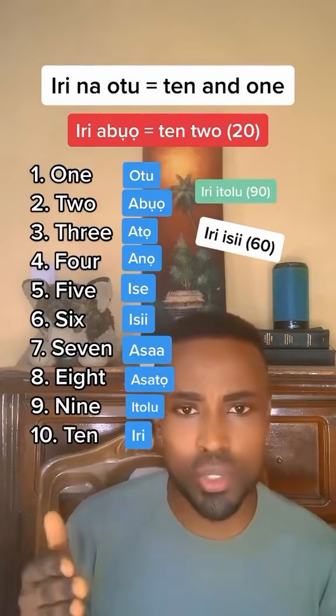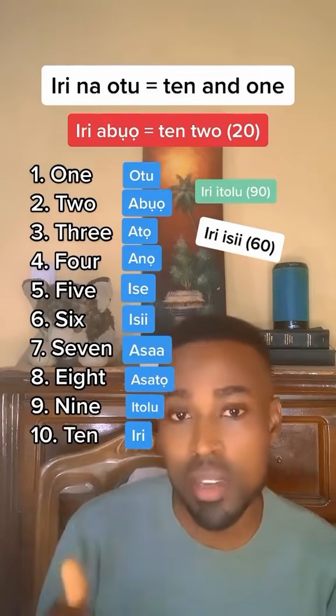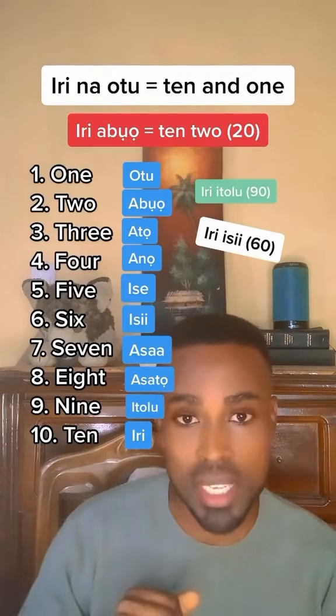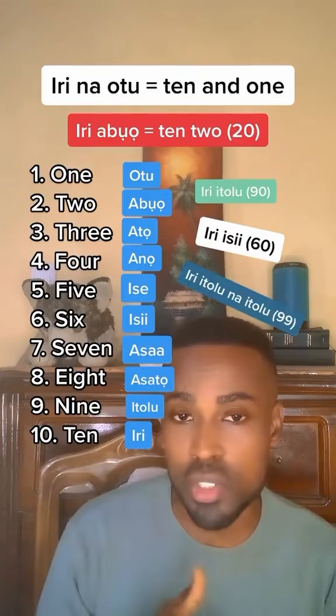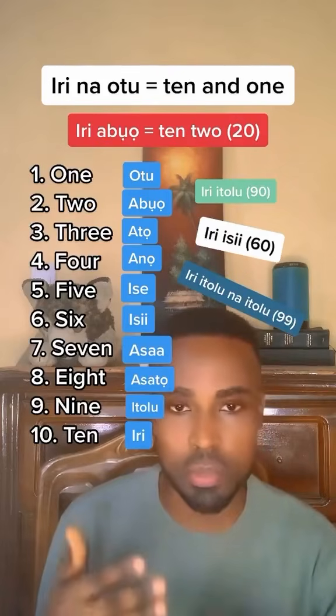And you can also do iri itolu na otu, the way we say iri na otu, right? So that would be 91. And 99 would be iri itolu na itolu. It's pretty much that simple.